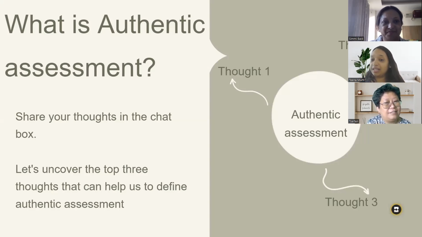Okay, so authentic assessment. When you are saying that you are at seven, what are those two thoughts that come to your mind when we say authentic assessment? What is it? I think that the student should be able to relate to it. Like, you talk about real world scenarios. Real world scenario, SDG. Okay, SDG. So two words from you. Two words, Simi. One is the real world scenario, and the other one is his own learning, to see his own progression.